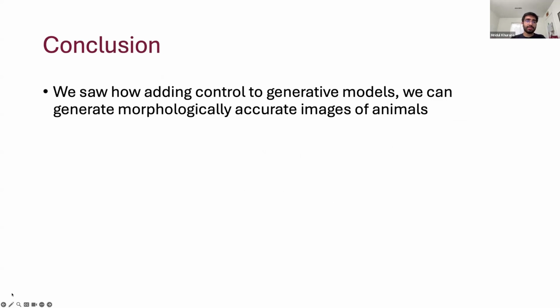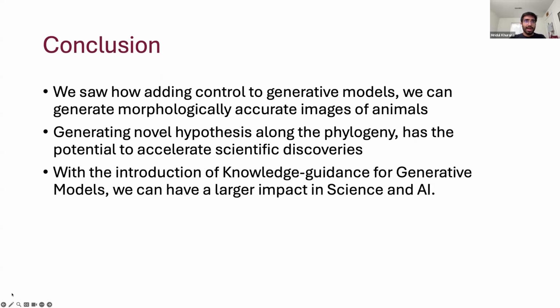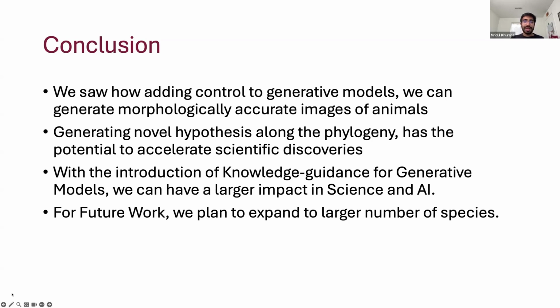So concluding, we saw how, by adding control to generative models, we can generate morphologically accurate images of animals. We can also generate novel hypotheses around the phylogeny, which has the potential to accelerate scientific discoveries, as doing gene knockout and gene editing experiments in biology is a very time-consuming and expensive process. Biologists can essentially get a nice hypothesis of what the images could look like. And with the introduction of knowledge-guided generative models, we can have a larger impact in science and AI.